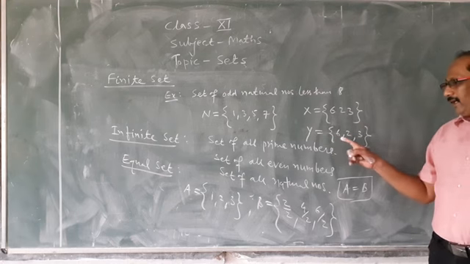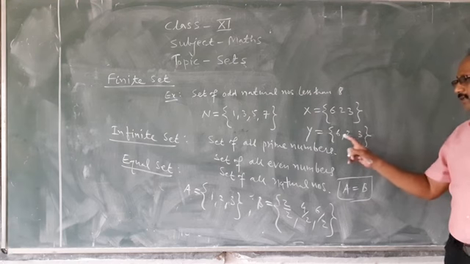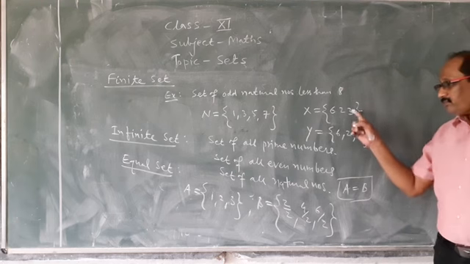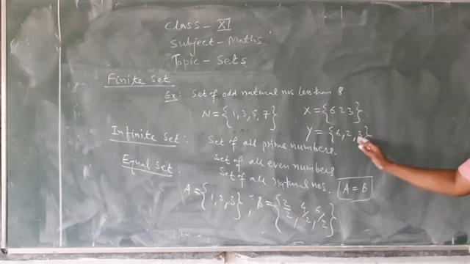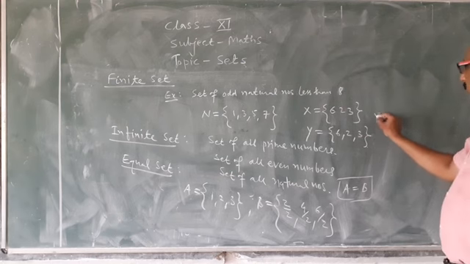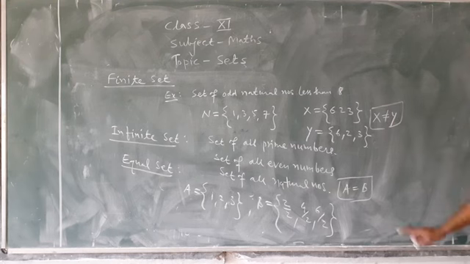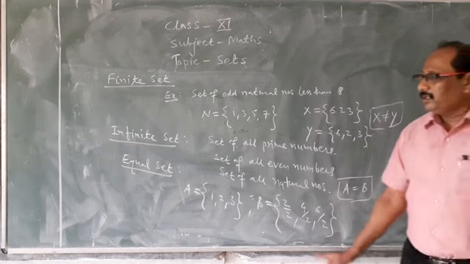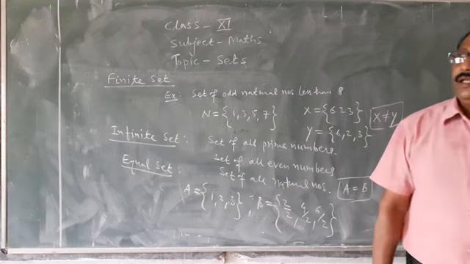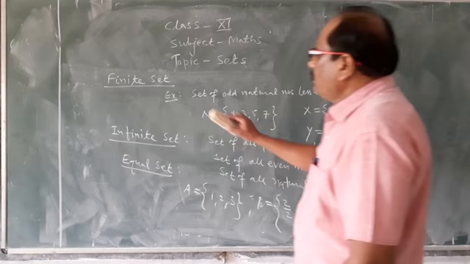But in set Y, the elements are separated by commas. Therefore, here 3 elements are there: 6, 2, 3. So the corresponding elements are not equal, the members are not equal. Therefore, we write X is not equal to Y. The two sets are not equal. Here, set A is equal to set B since the elements are equal. An equal set means a set in which all elements of both the sets are equal.